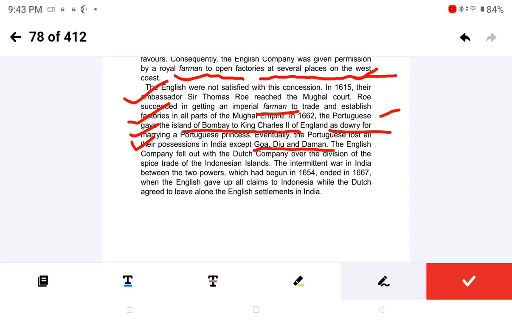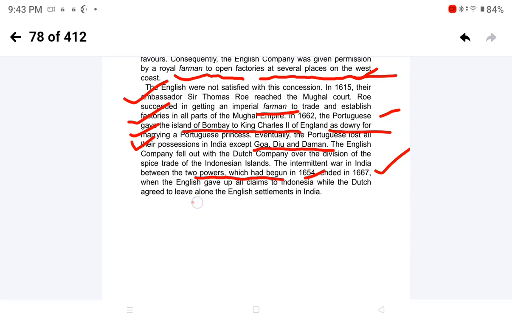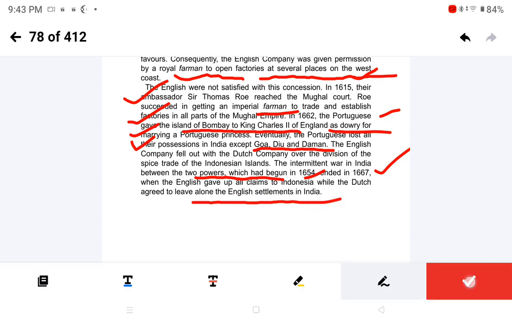The English company fell out with the Dutch company over the division of the spice trade of the Indonesian islands. The intermittent war between the two powers, which had begun in 1654, ended in 1667 when the English gave up all claims to Indonesia while the Dutch agreed to leave alone the English settlement in India.